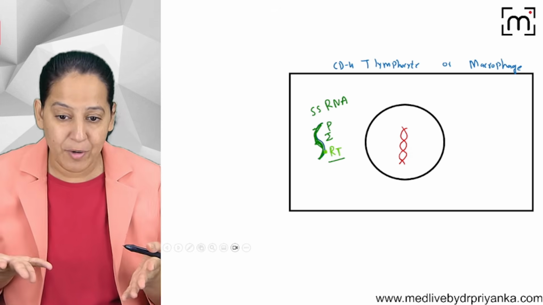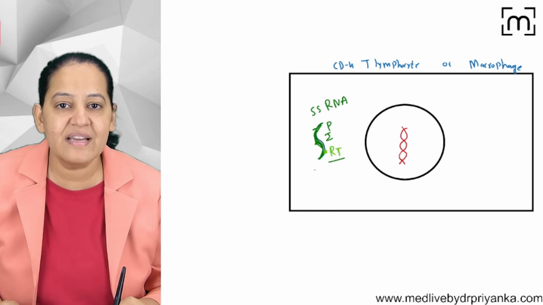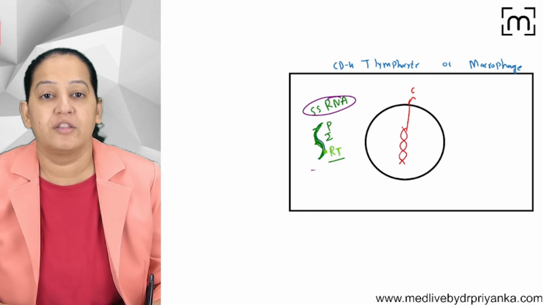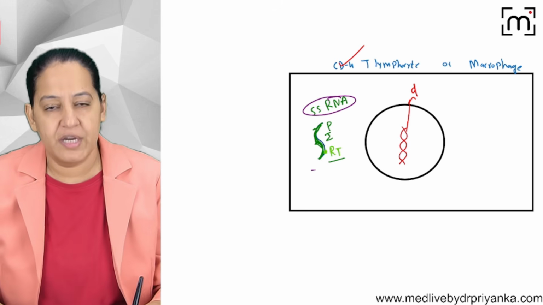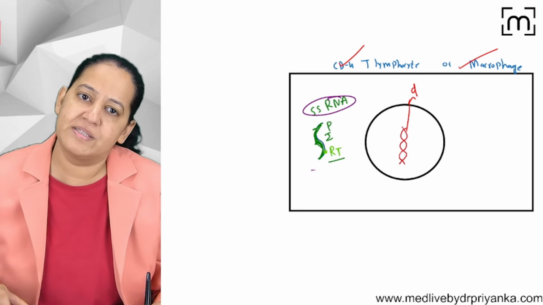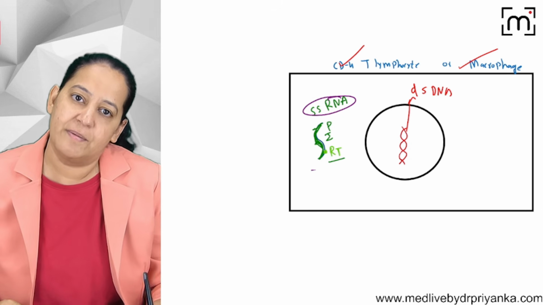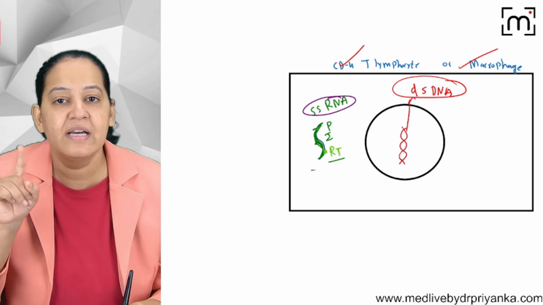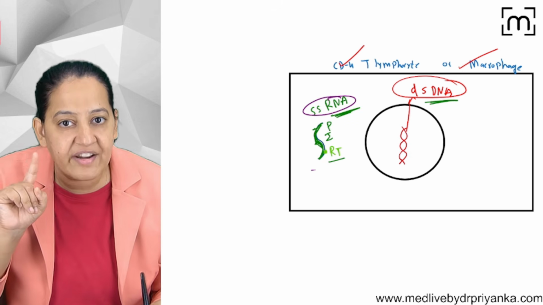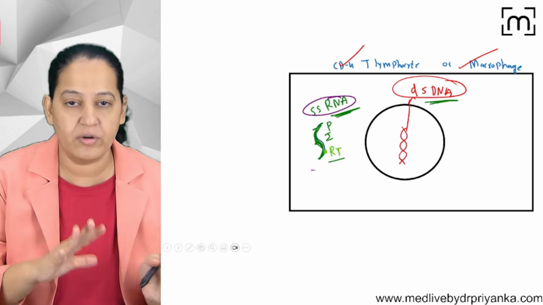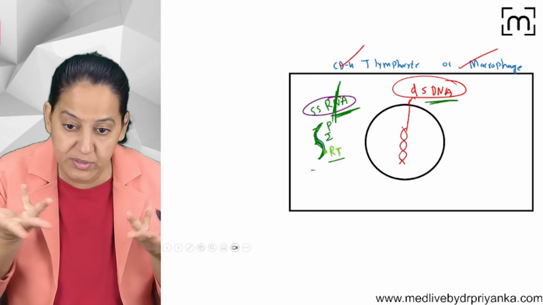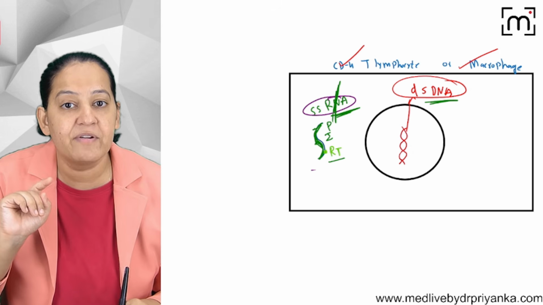But what is the problem? The problem is that it is single-stranded RNA, but all human cells, CD4 lymphocytes, macrophages, have double-stranded DNA. RNA cannot integrate with DNA. So we have to convert this RNA into DNA. Who will do this conversion? The enzyme reverse transcriptase.